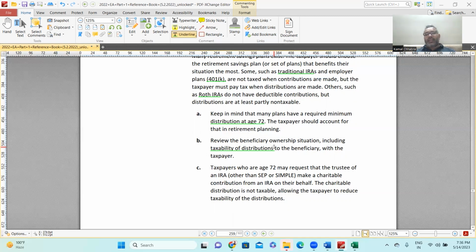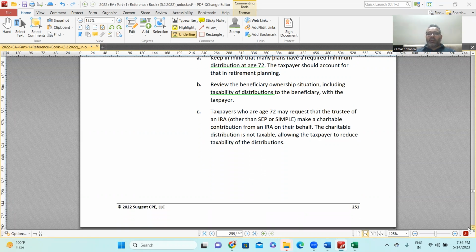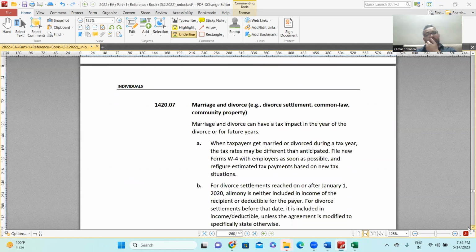And then point C: a taxpayer who is age 72 may request the trustee of the IRA to make a charitable contribution from the IRA on his behalf, because a charitable contribution is not taxable, allowing the taxpayer to reduce the tax liability. So whatever IRA amount you are receiving, you can request your trustee to make that a charitable contribution, and that helps you reduce your future tax liabilities. So that's about the retirement plan.